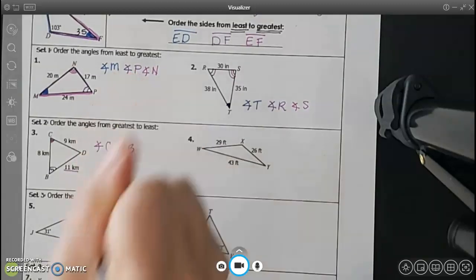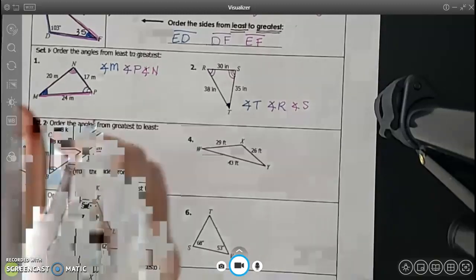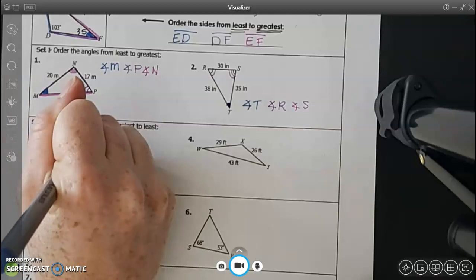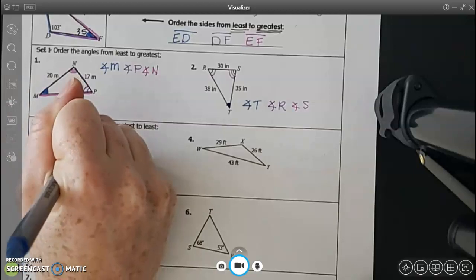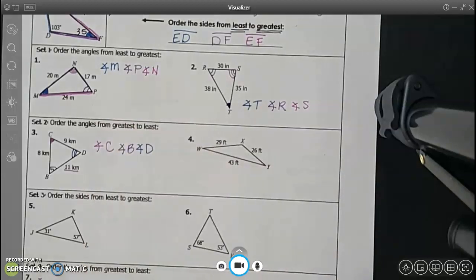And then the smallest side is 8. And the angle opposite of 8 is angle D. So those are the angles listed from greatest to least, instead of least to greatest. All right, I think you guys get the idea, so I'm going to move down to set number 5.